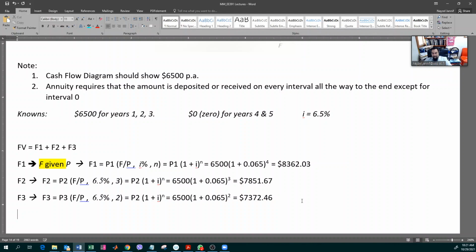What is F equal to? This is F1 plus F2 plus F3. What do we get, guys? F1 plus F2 plus F3. 23,000. There we go. So that is your answer.